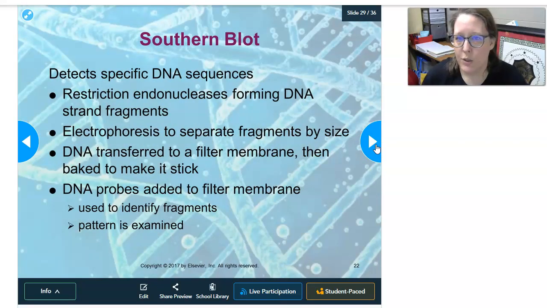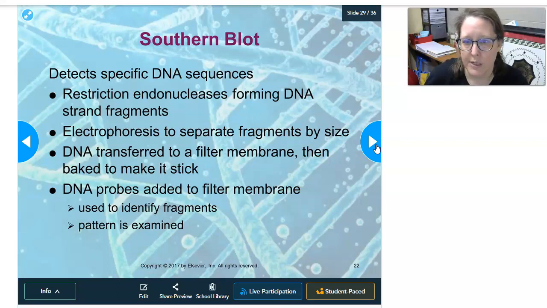And then Southern Blot, again, I just explained it, but let's go over it again. It detects specific DNA sequences. So Southern Blot is used for DNA. The restriction endonucleases, those restriction enzymes, are incubated with a sample, and they form various sizes of DNA fragments. This is unique to each individual, how your DNA gets cut up by these restriction endonucleases.